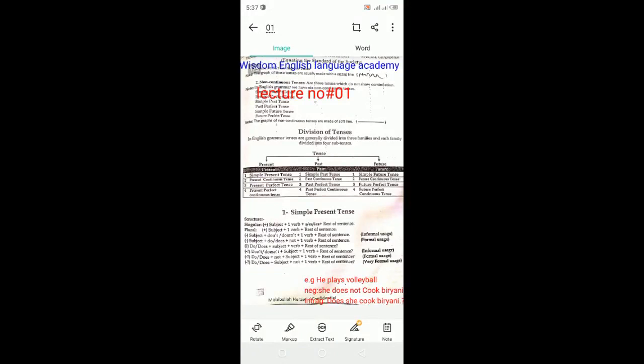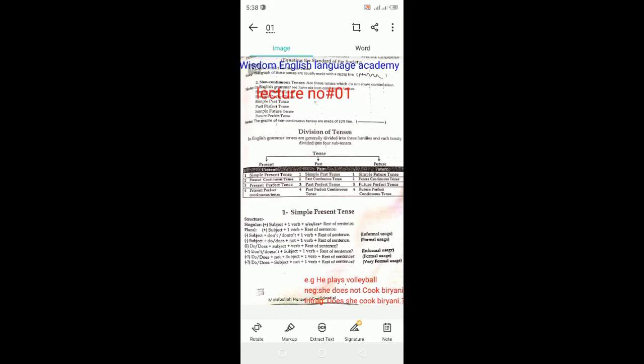As you know, today we have lecture number one, and in this lecture we will study, inshallah, the present simple tense structure, and I will give different examples. Clear? So keep in mind, if you want to learn the present simple tense, the first thing is structure. Keep the structure in mind first. If you know the structure of a tense, you can make a lot of sentences with it.